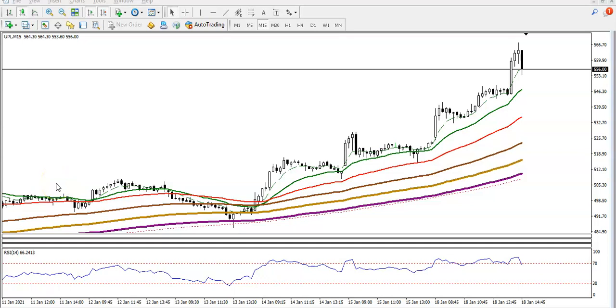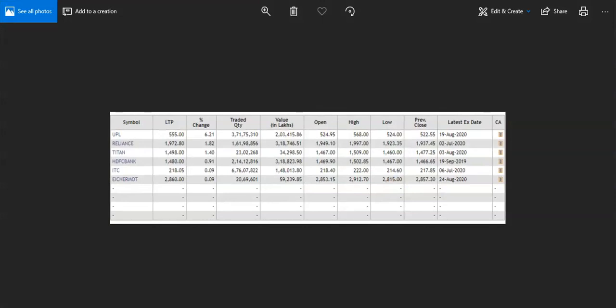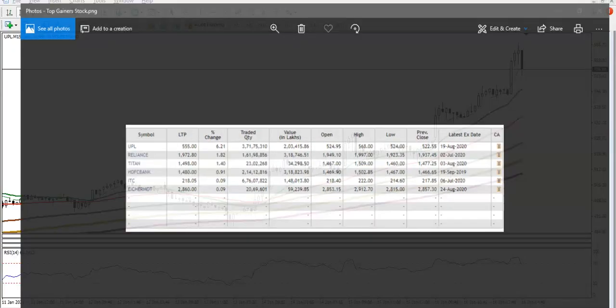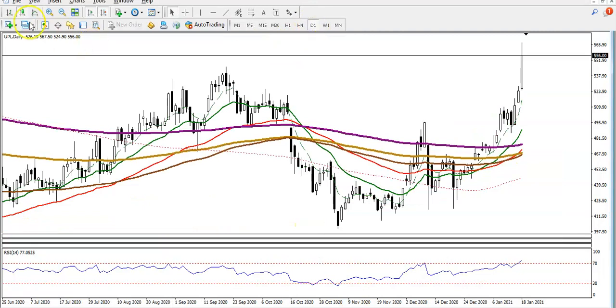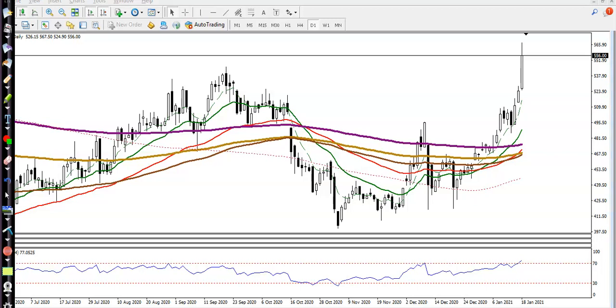Alright guys, in this video we'll discuss yesterday's top stocks. First here you can see UPL, and here you can see yesterday's change of 6.21. Right now this is a daily chart. I can see the price has gone up like a rocket, and the price broke the resistance line.